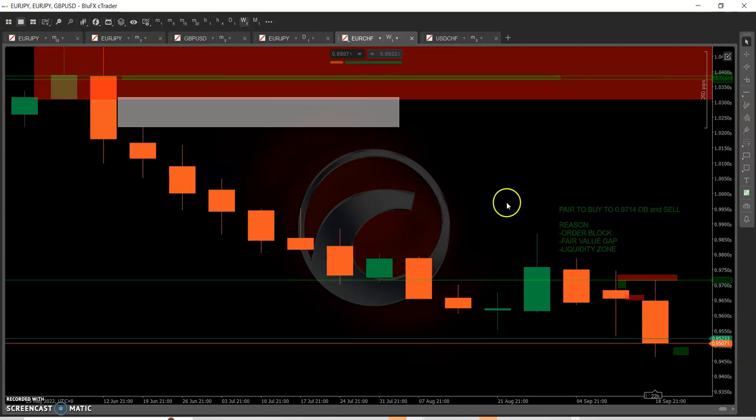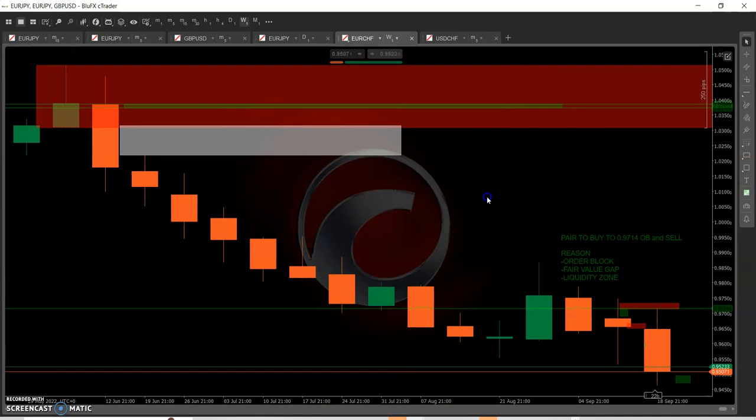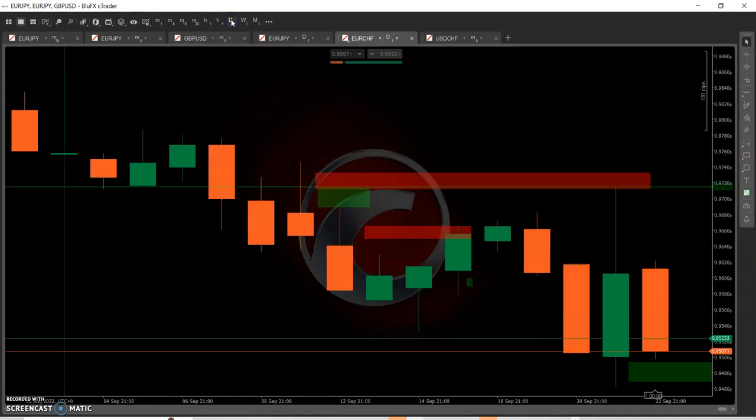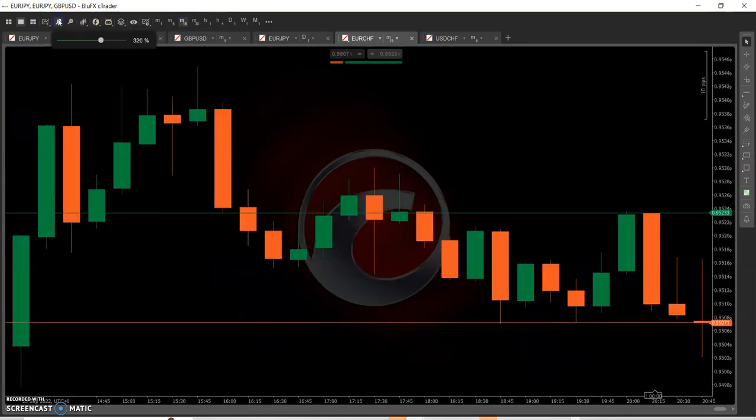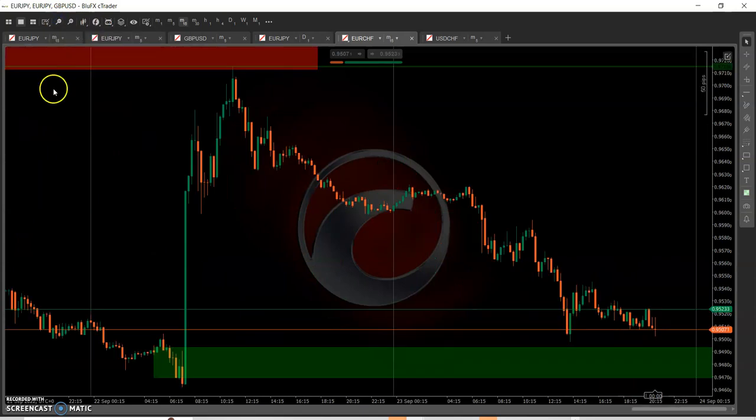That's for last week. I'm going to zoom in so you can see clearly what actually happened. This was on Thursday and this was on Friday. I think we did the analysis on Sunday, right around here. And then we said, okay, breakout structure, so price has to go back and test the OB around here. I think the OB was here. Zoom out so you can see what we had.